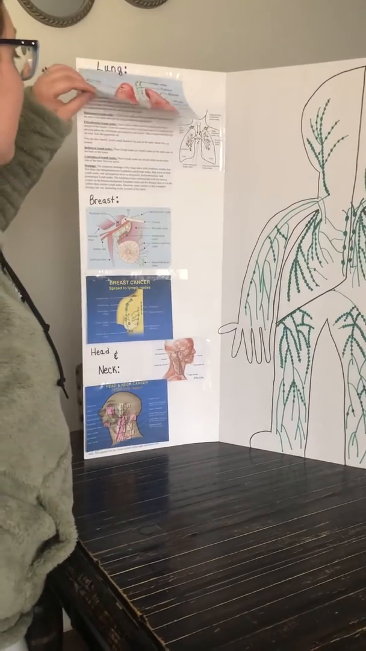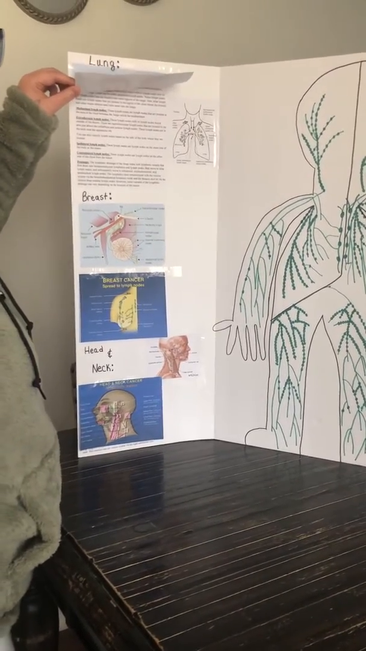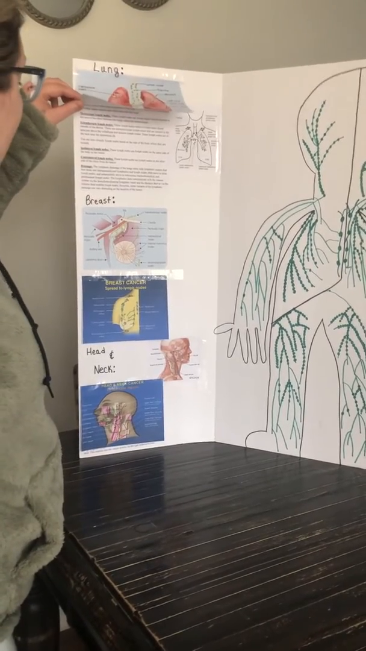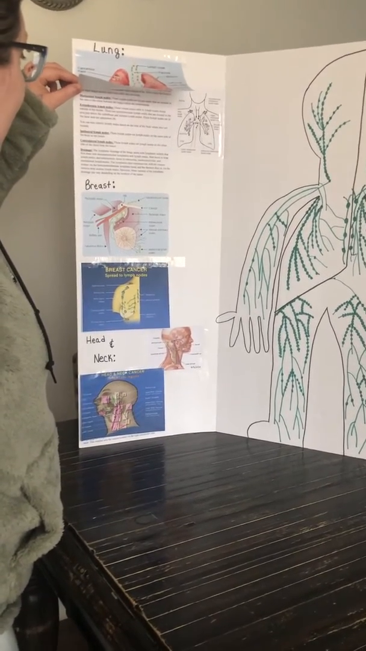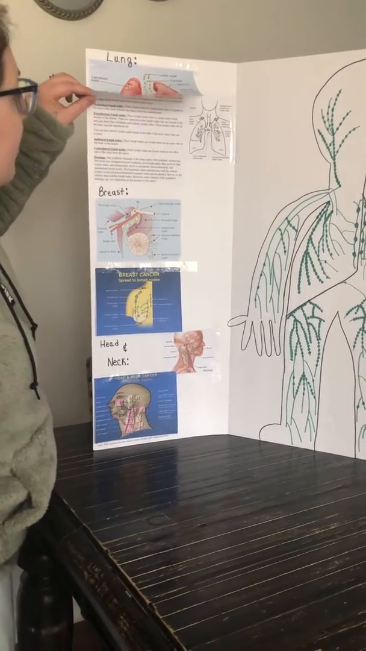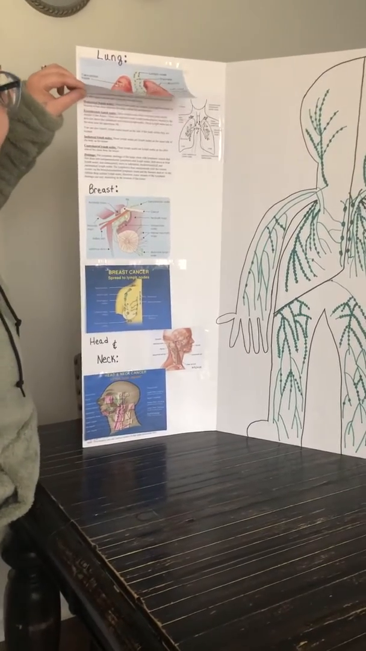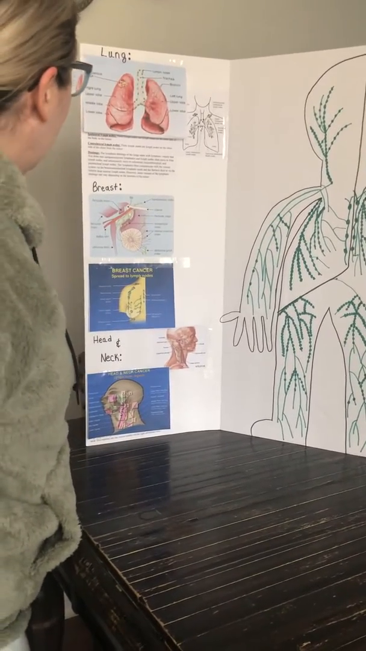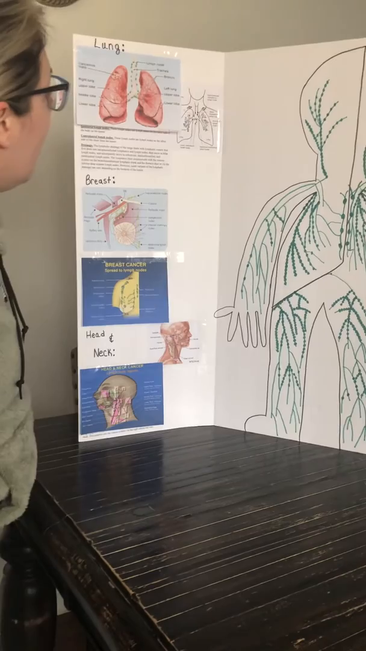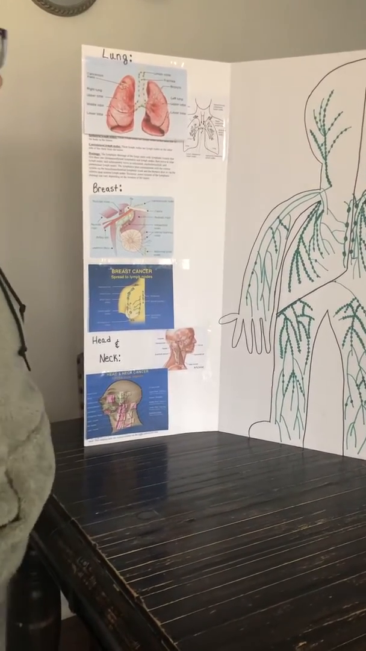You can also classify lymph nodes based on the side of the body where they are located. Ipsilateral lymph nodes are lymph nodes on the same side of the body as the tumor. Contralateral lymph nodes are lymph nodes on the other side of the chest from the tumor.